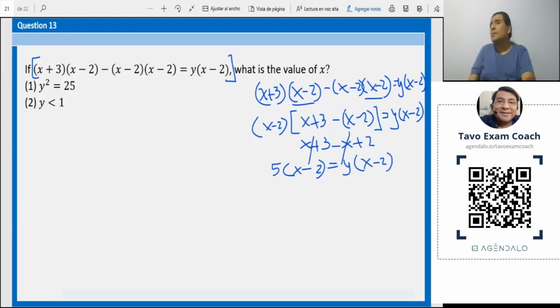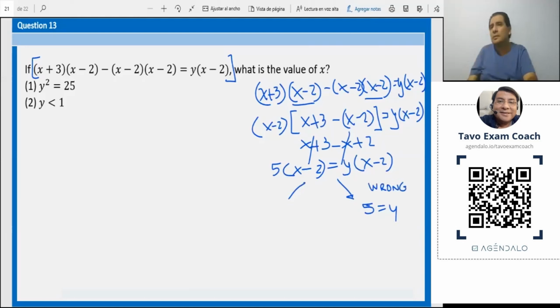How can you really cancel a factor if you're not sure that factor doesn't take the value of 0? You can't really, because it's a variable. You still don't know the value. So don't just cancel, okay? Don't do that. This is wrong. Instead, do the right thing.